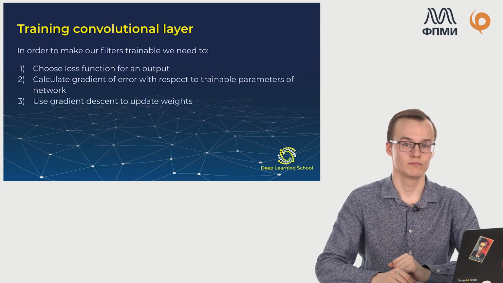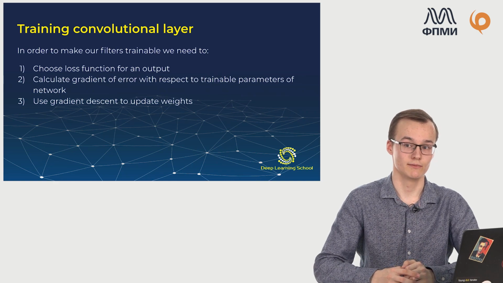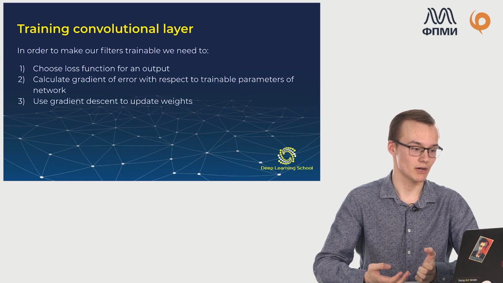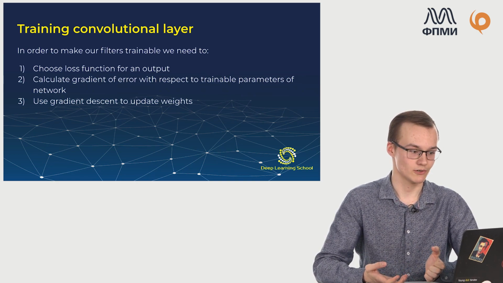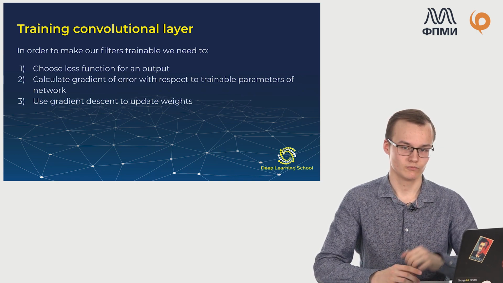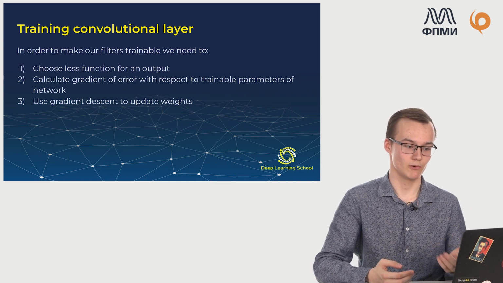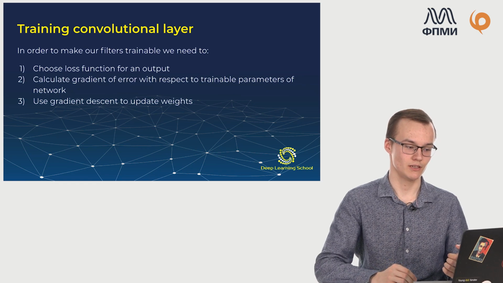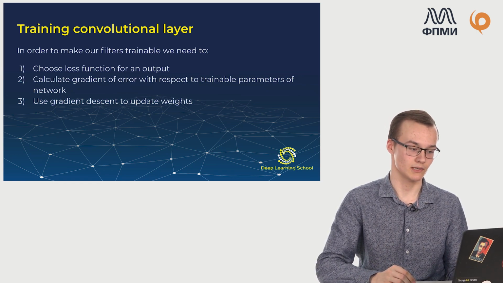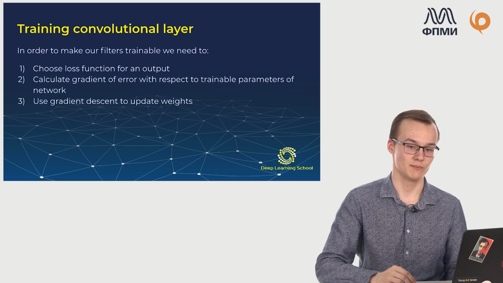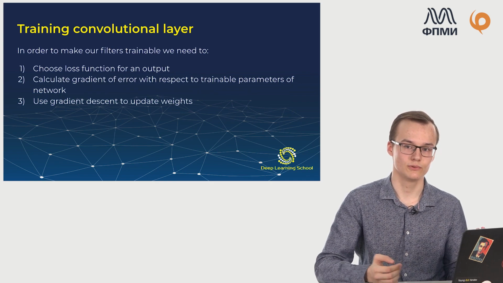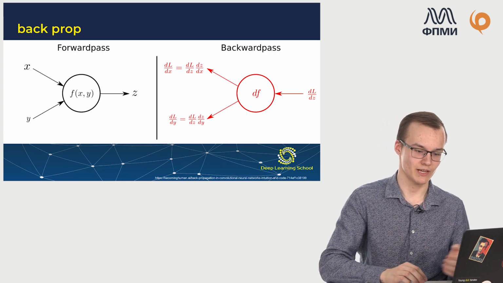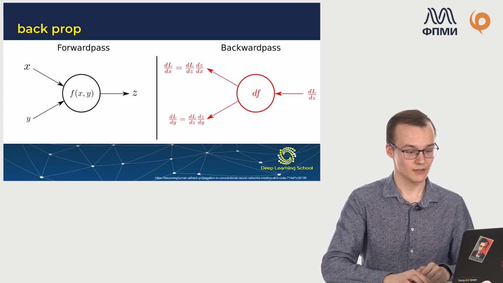Okay, so far we've been talking about convolution, convolutional layers, and max pooling. Now let's talk about training our network. We want to make our filters trainable, and to do this, we must also choose some loss function. We must be able to calculate gradients to use gradient descent, or backpropagation, as it is also called.